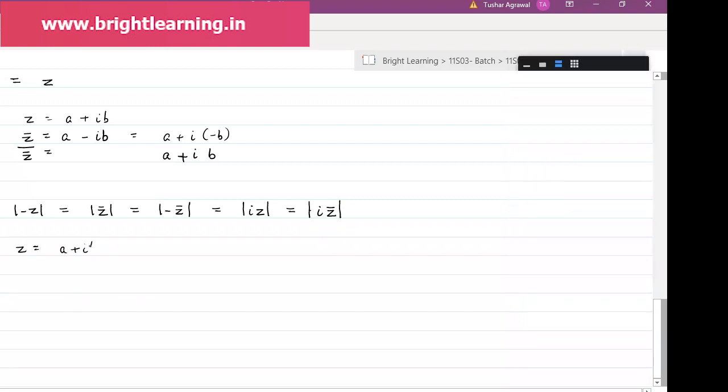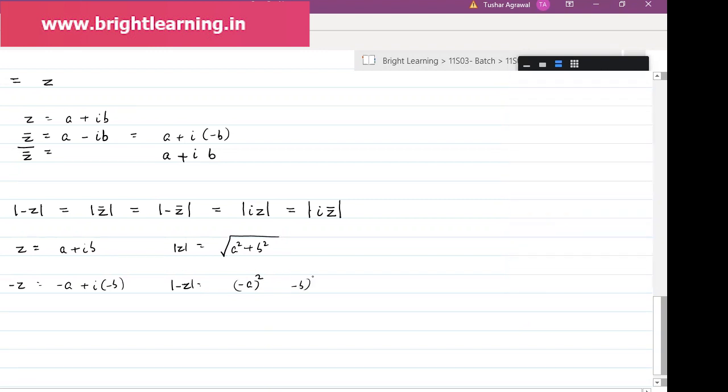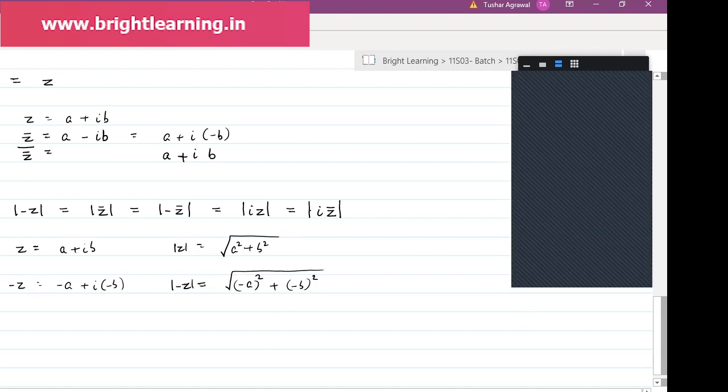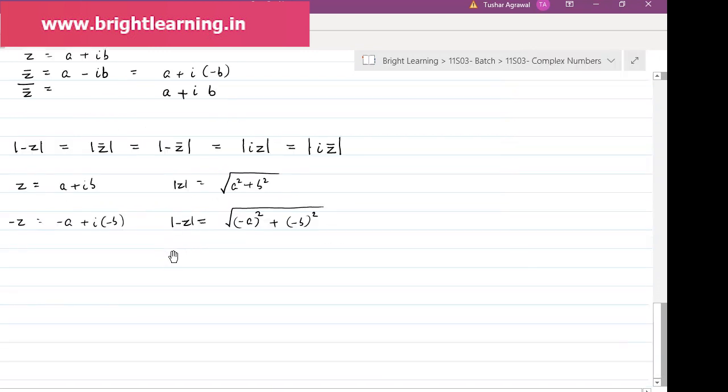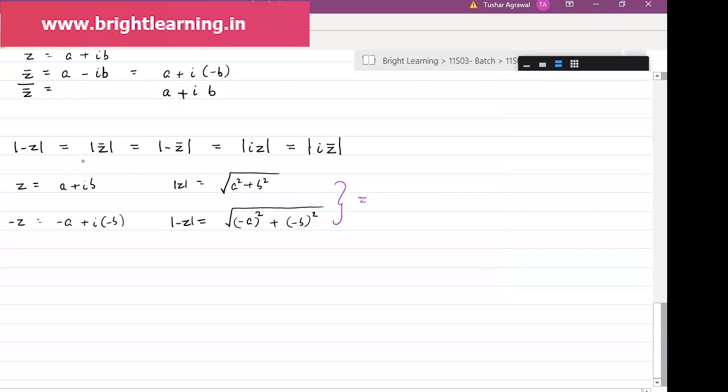So z is equal to a plus ib. Can you see, sir, mod z will be equal to the square root of a square plus b square. So minus z will be what? Minus z will be equal to negative a plus i times negative b. So the magnitude of negative z will be the square root of negative a whole square, which is the same as a square, plus negative b whole square, which is the same as b square. Can you see that the first equality is verified? Yes, sir. These two things are equal.